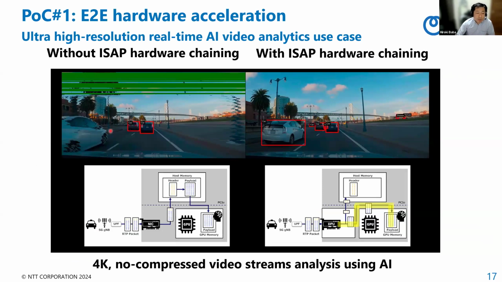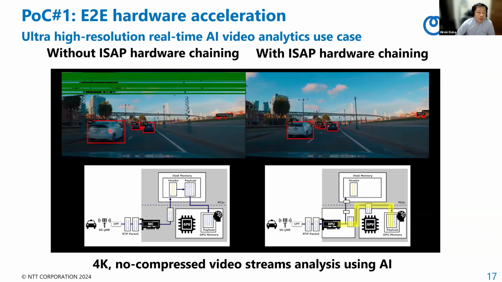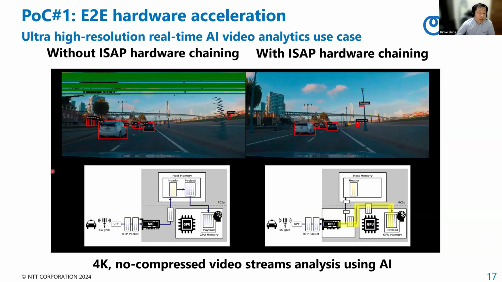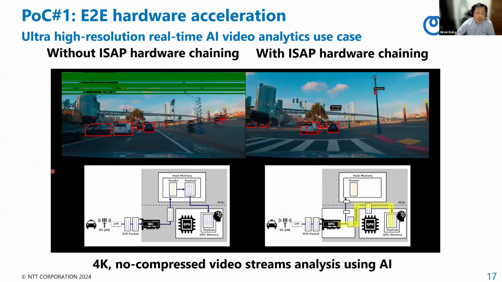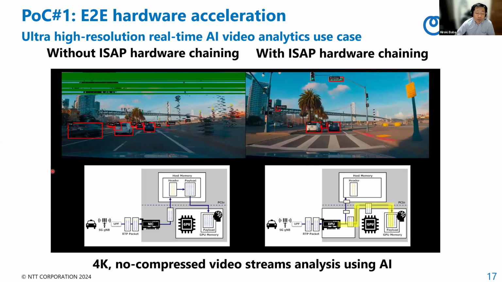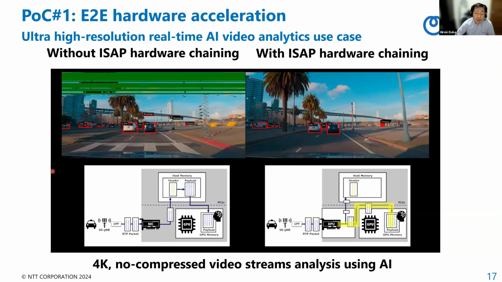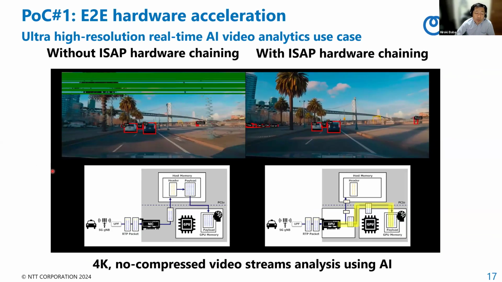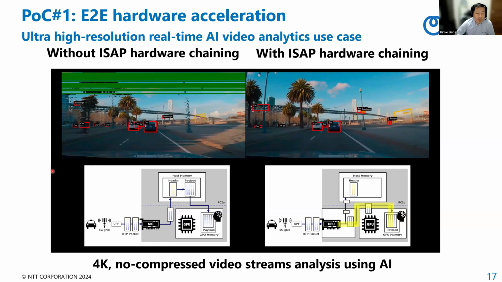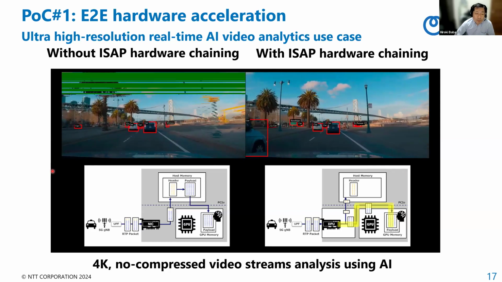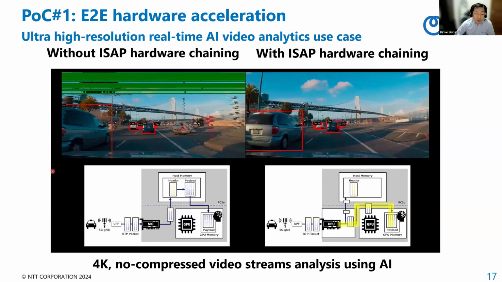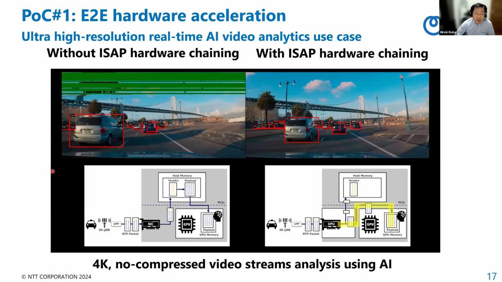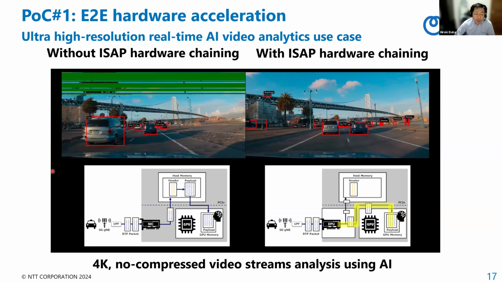As you can see in this video, the video has collapsed on the left-hand side, but the right-hand side, with ISAP hardware chaining, works very smoothly, and AI analysis for object detection works well. So what is the difference between those two? The difference is CPU involvement in the service and network function processing.